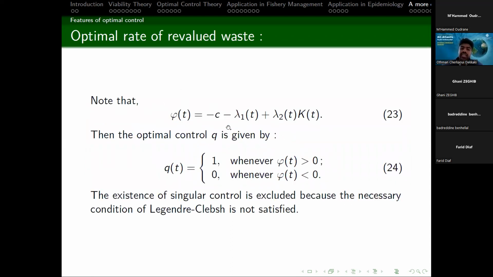You're going to see that phi is equal to minus c, so it has a dependence on c, lambda 1, lambda 2. Don't forget that lambda 1 at capital T equals 0 and lambda 2 at capital T equals 0, meaning that in phi of capital T, this disappears and this disappears, and we have minus c. So phi of capital T is equal to minus c, meaning that at the end of time phi is negative, so q at capital T is 0, meaning that we should end the activity by doing nothing, at least by, as we mentioned, early retirement.